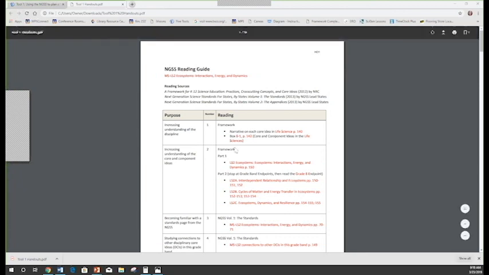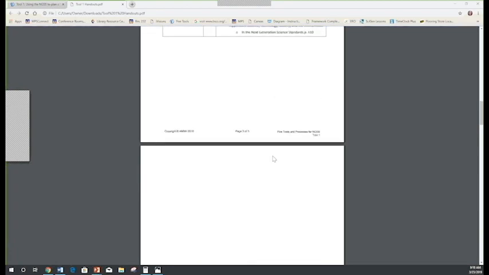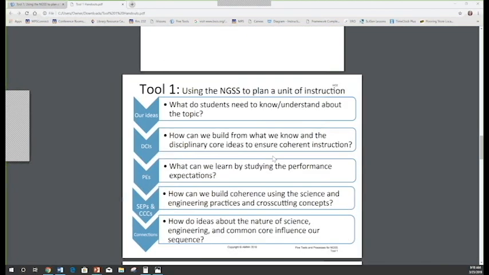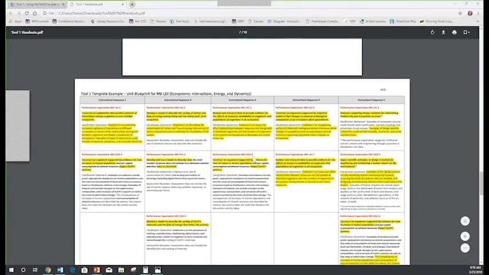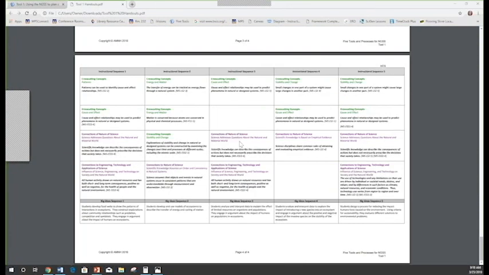In the Tool 1 handouts, it kind of gives you everything that they would use in the training to help teachers understand Tool 1 and how to use it. Does that help?